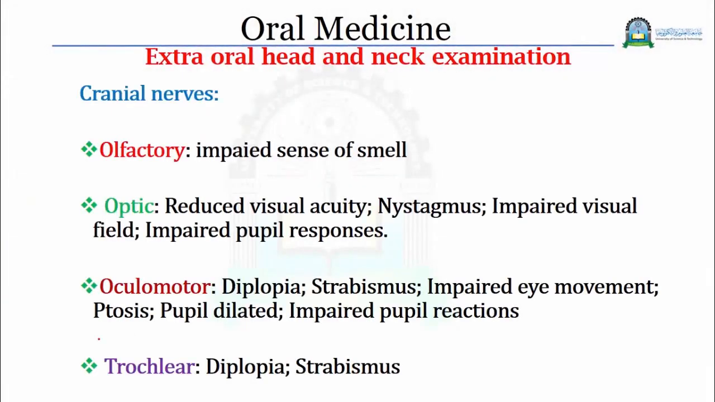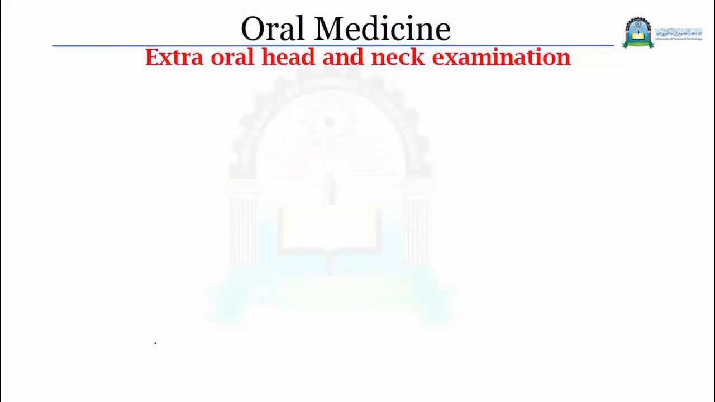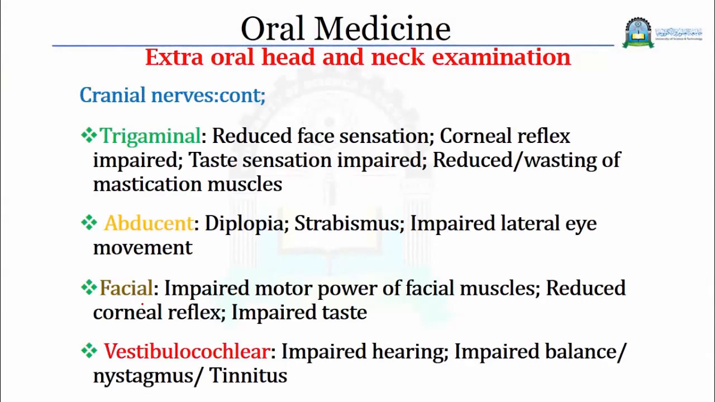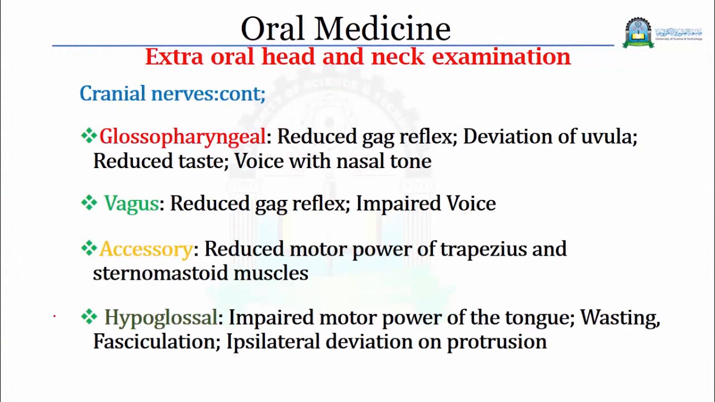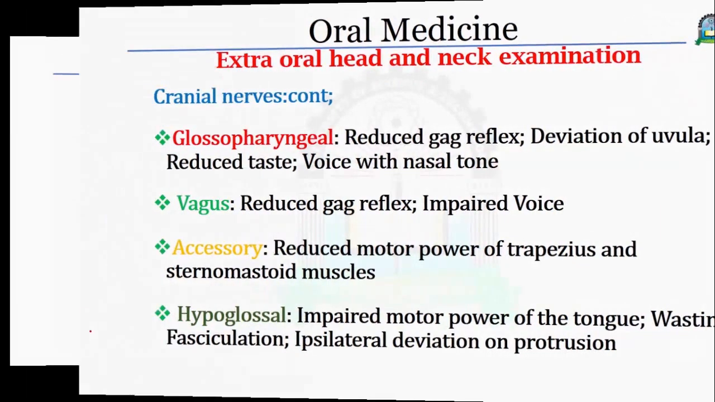The other cranial nerves are the olfactory nerve, optic nerve, oculomotor nerve, trochlear nerve, the trigeminal nerve, the abducent nerve, facial nerve, and also the vestibulocochlear nerve. The glossopharyngeal nerve, as we mentioned above, is the 9th cranial nerve, then the vagus nerve, accessory nerve, and also the motor of the tongue, the hypoglossal nerve.